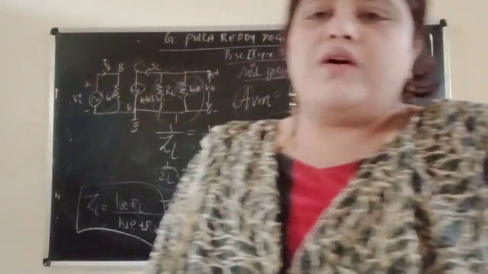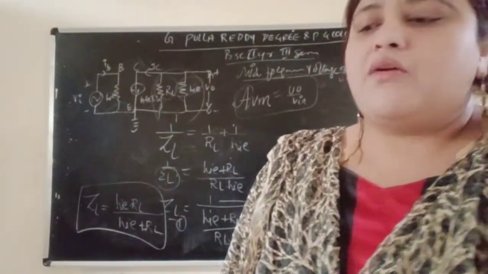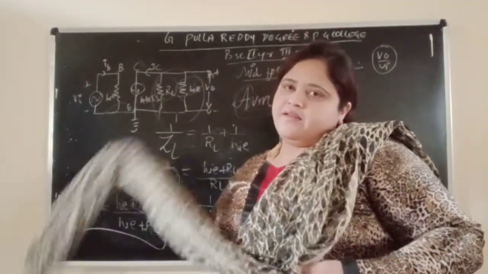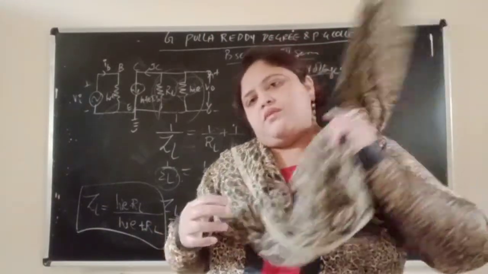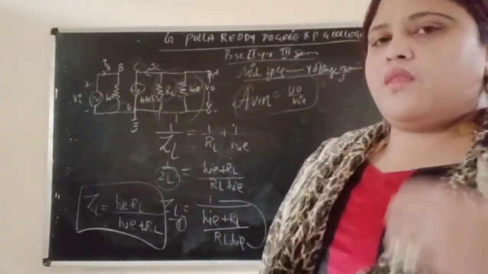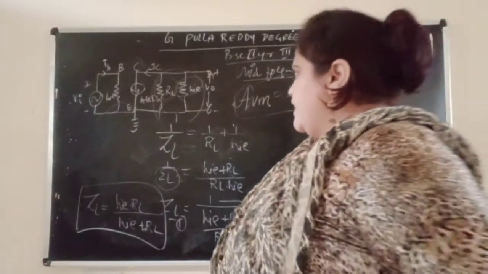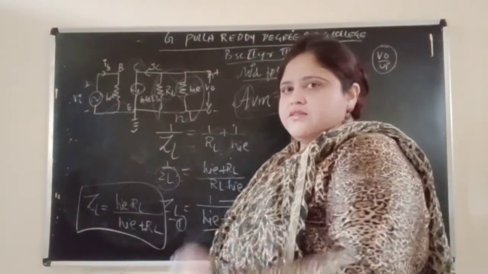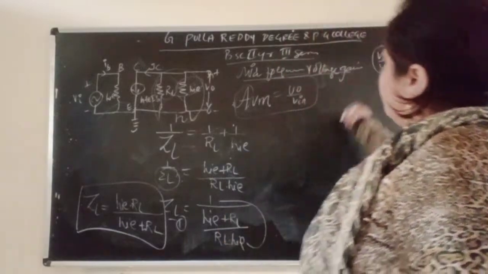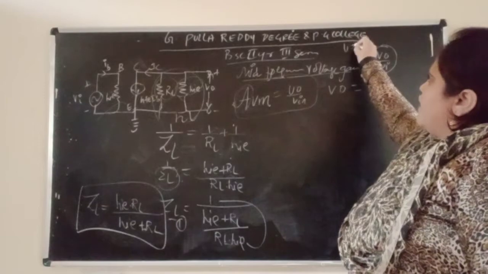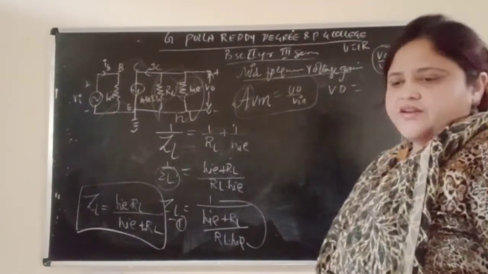Now what should I calculate? Now I should calculate the output and the input, both output as well as input. Now I can calculate easily. This is totally ZL now, and across ZL I can calculate the output. What is the general formula of output? V naught equal to, general formula is V equal to IR.